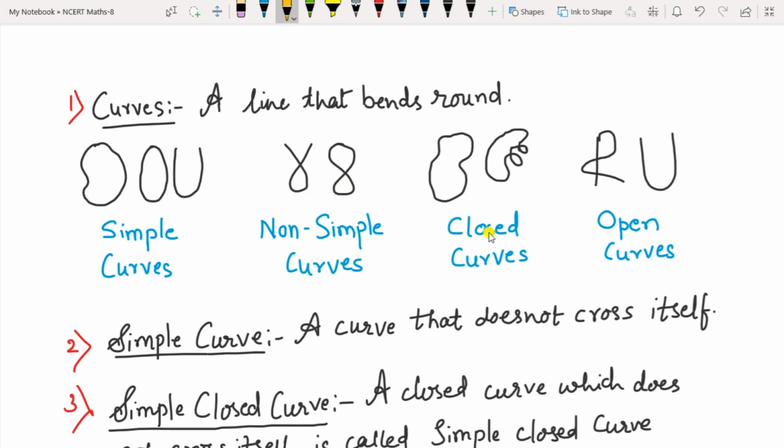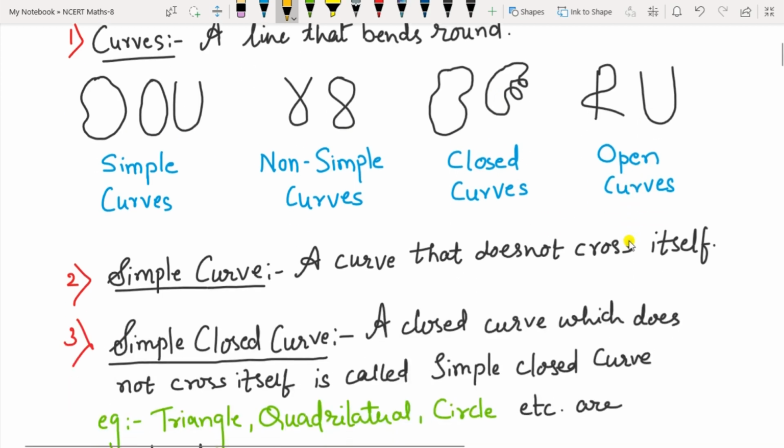Then these are closed curves. These are also closed curves. This can also be called a closed curve. Closed means there is no opening, so it is called a closed curve. And these are open curves. And this one here can also be called an open curve. This is also an open curve.